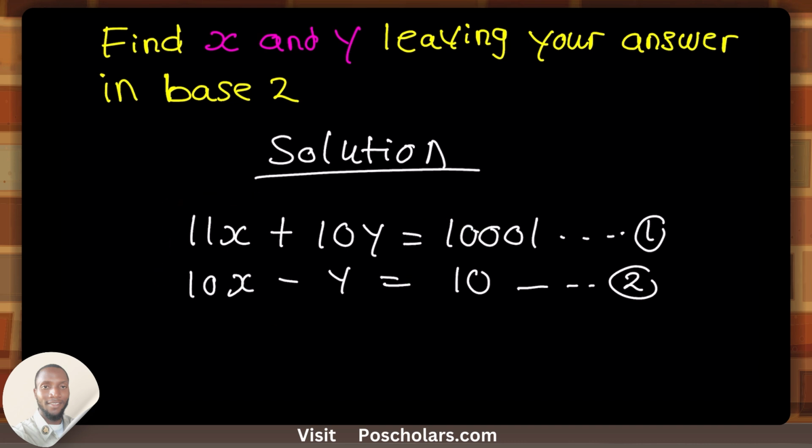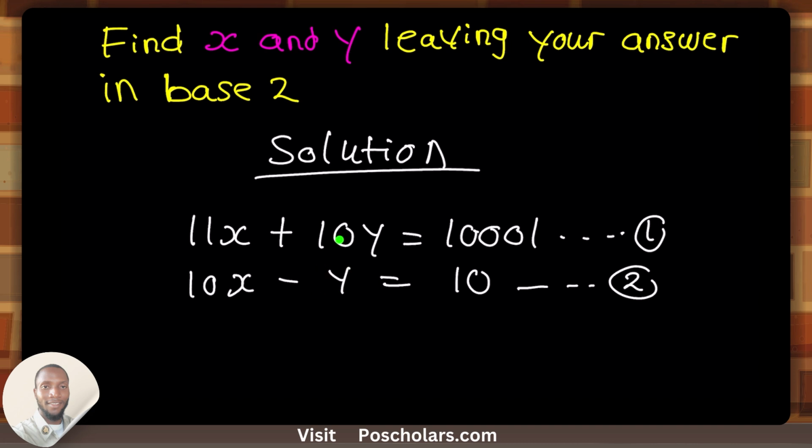Now in the elimination method, you try to eliminate one of the variables. In the simultaneous equation, we have the x variable and the y variable, right? So for the sake of this video, we are going to eliminate the y variable. But before you can eliminate the variable, the coefficient of y in equation 1 must be the same as the coefficient of y in equation 2. The coefficient of y in equation 1 is 10, while the coefficient of y in equation 2 is 1. There's an invisible 1 here, right?